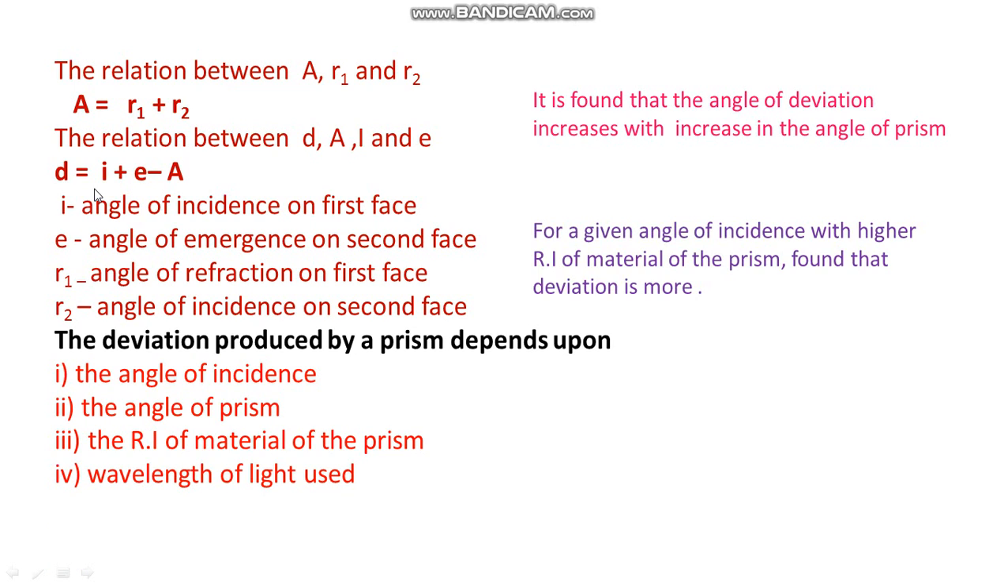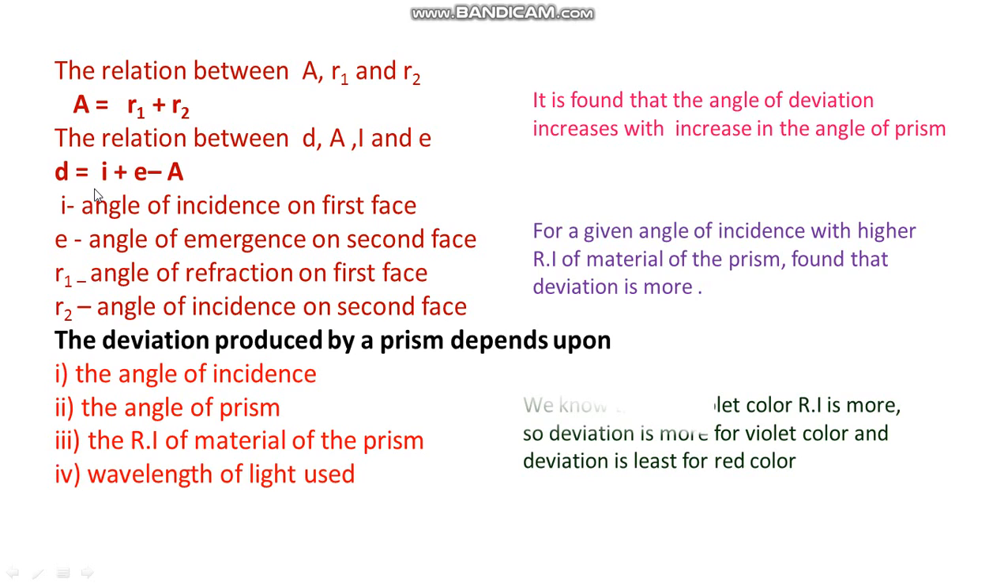Next, wavelength of light used. We know this from previous videos: refractive index is more for violet color and least for red color. So here also, deviation is more for violet color and deviation is least for red color.